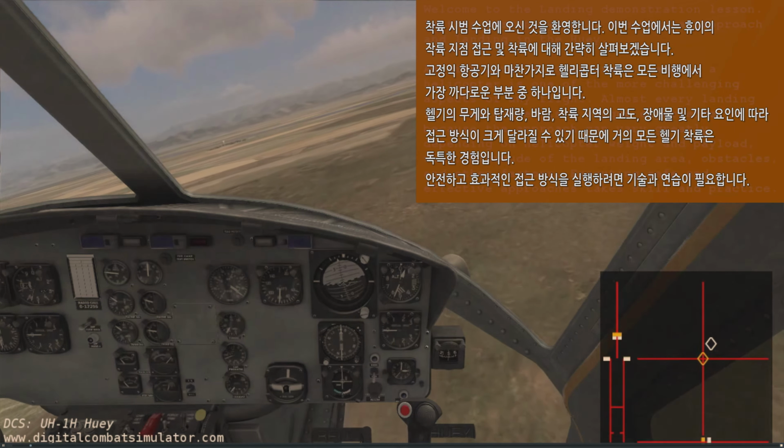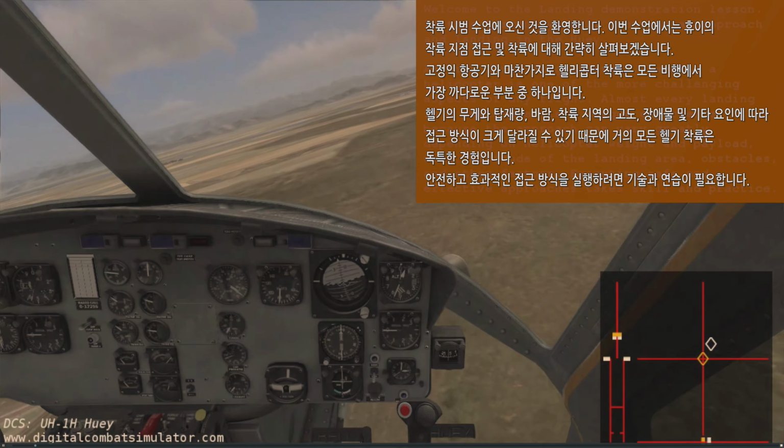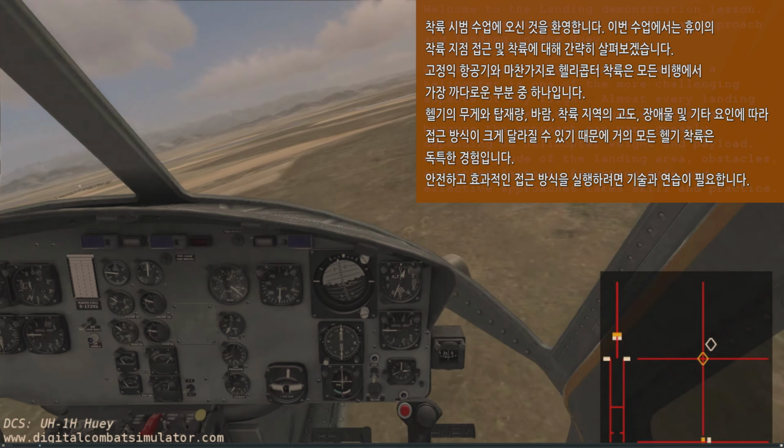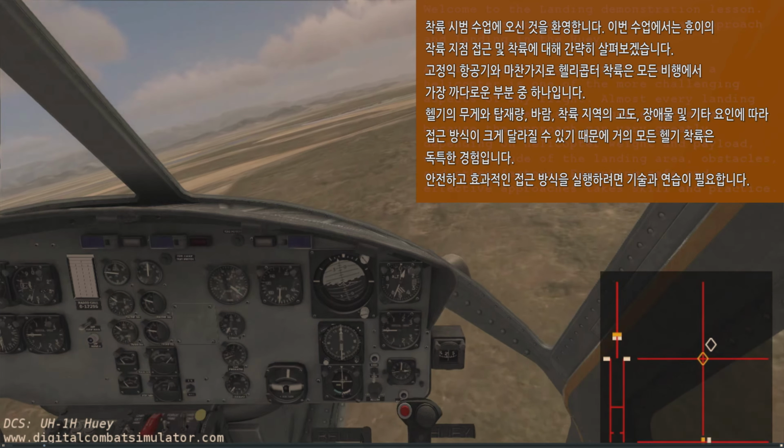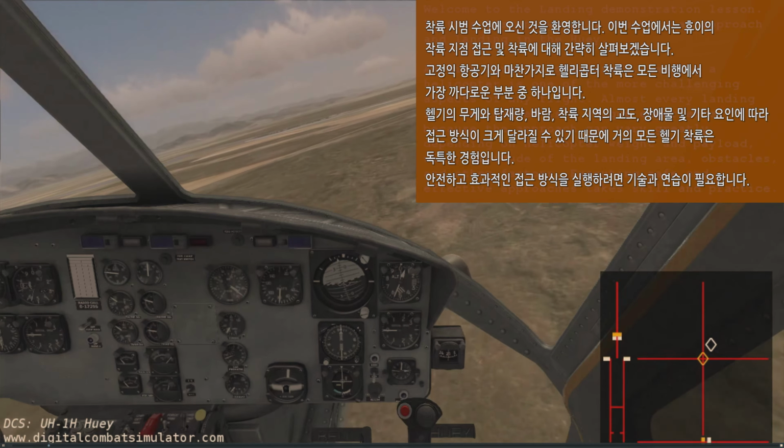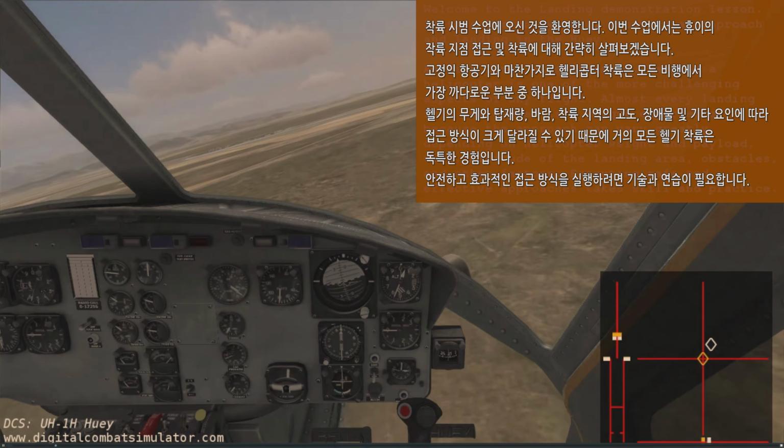Welcome to the landing demonstration lesson. In this lesson, we will overview an approach and landing in the Huey. As with fixed-wing aircraft, landing a helicopter is one of the more challenging aspects of any flight.